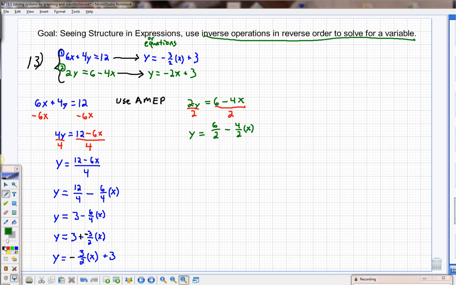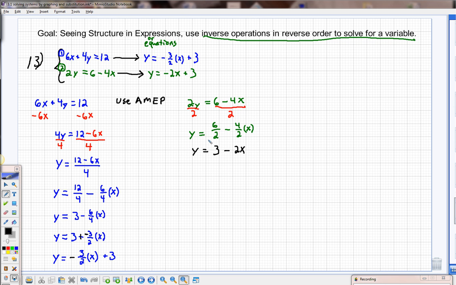Some of you are going to be able to go straight to this black step right here. After dividing both sides by 2, you'll be able to come right down to y equals, and you'll say 6 over 2 is 3. And then you'll say, minus 4x over 2. Well, minus 4x over 2, that's the same as 2x over 1, or it's the same as 2x. Or 2 over 1 x. However you want to say it.